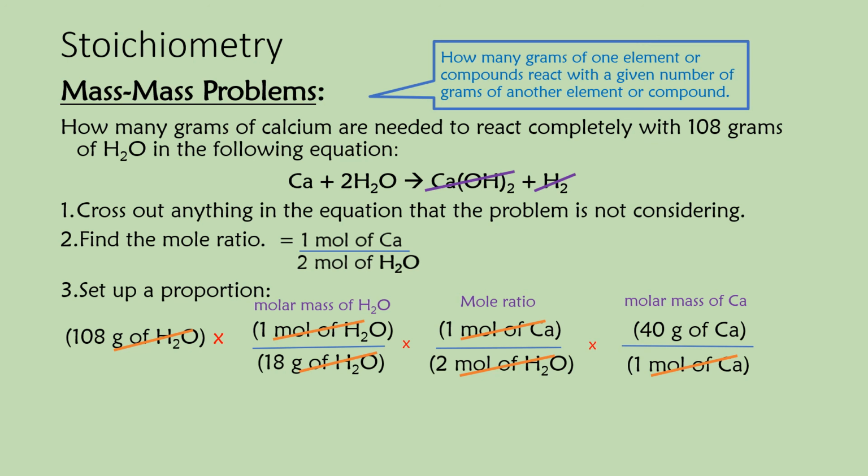But please take care of all of the numbers. So we'll have 108 times 1 times 1 times 40 at the top. And then at the bottom, we'll have 18 times 2 times 1. Now plug this in your calculator, and your final answer turns out to be 120 grams of calcium.